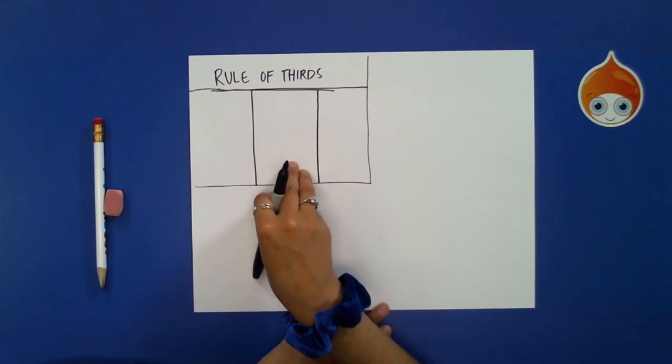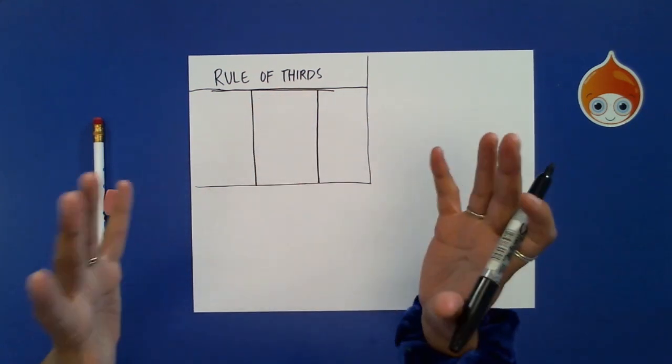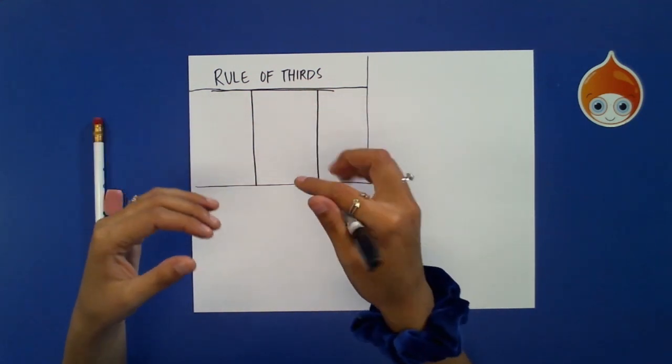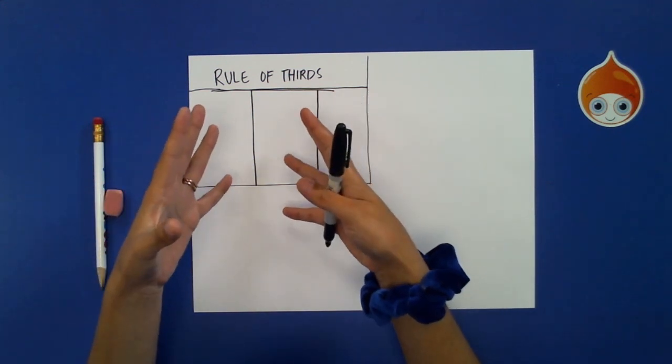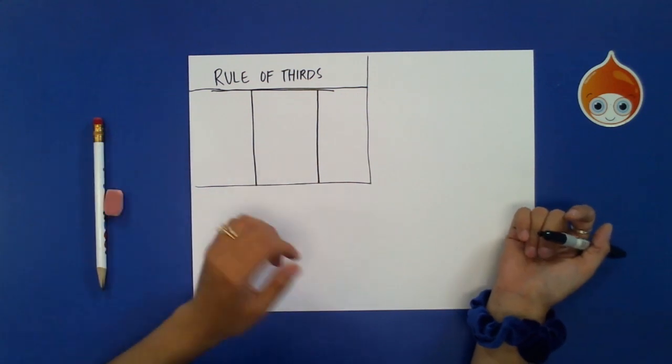So in the middle, that is usually where we like to place our subjects, directly in the middle to create a very focal point, to create a nice focus for everyone that's seeing our artwork. They know what the main subject is.